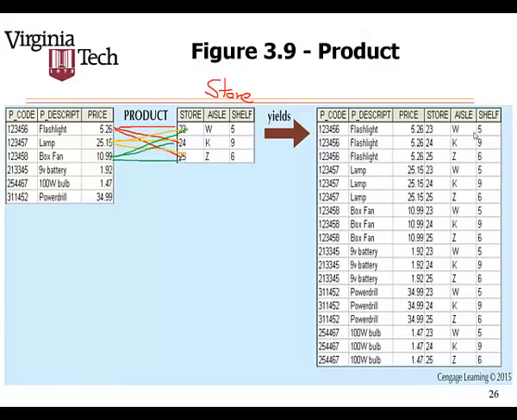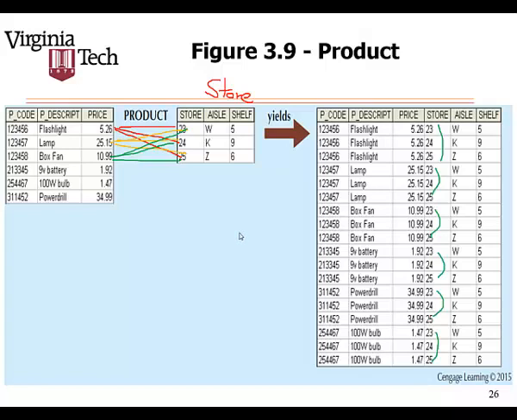Good enough, right? So you see what we're getting? We're getting those 3 rows for every instance of product.